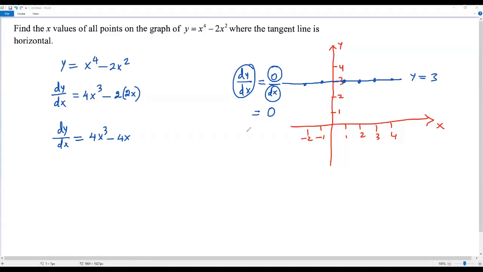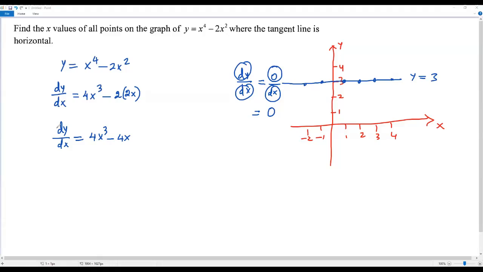That means the slope of the horizontal line is always 0. Because there is no change in y, we put 0 for this one. There is some change for x, so we have some value for dx. So 0 divided by some value equals 0. So this is how the slope of a horizontal line becomes 0.